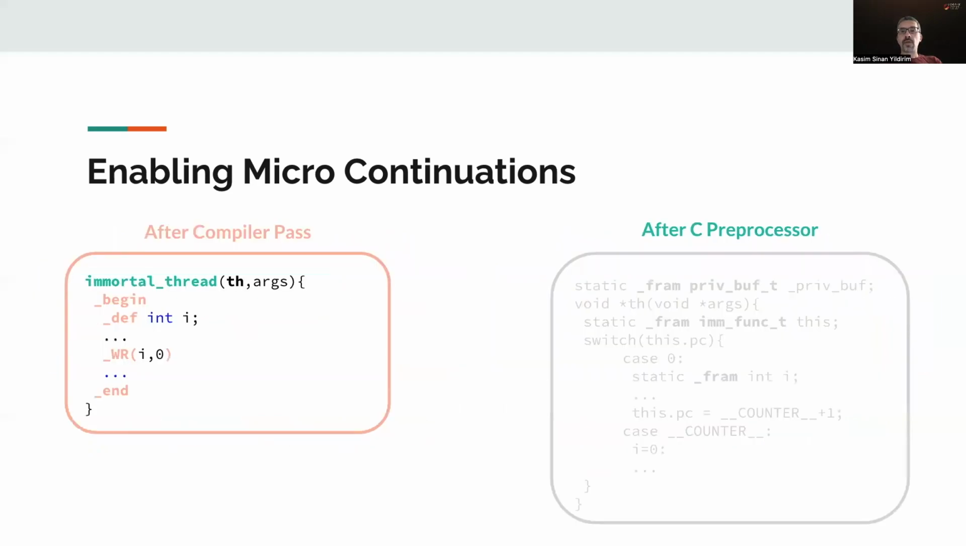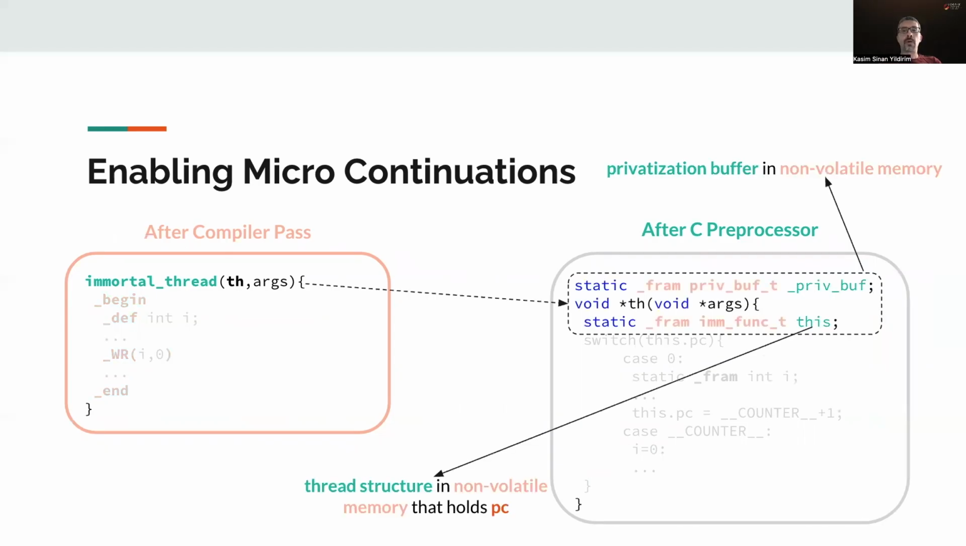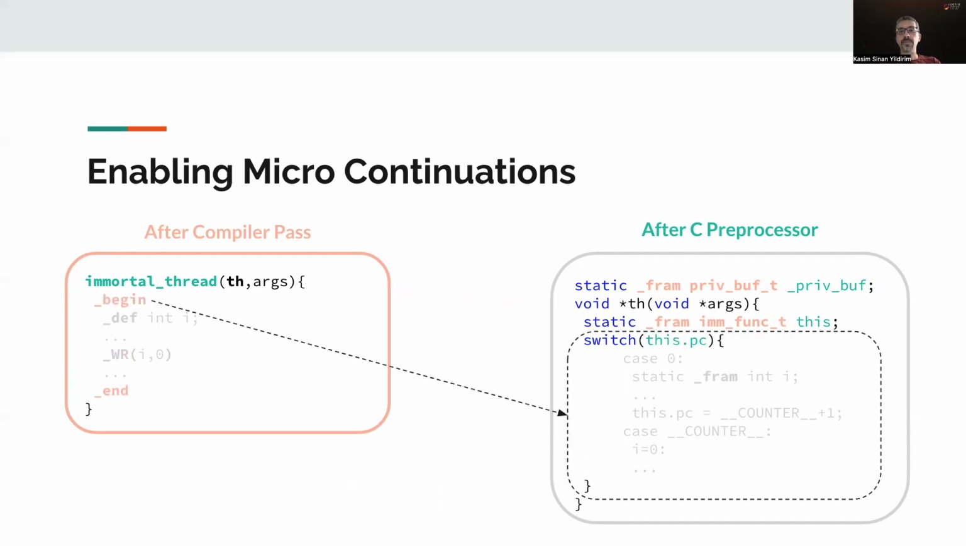To describe microcontinuations, I'm going to show what the source file looks like after the compiler pass and the C preprocessor. After the C preprocessor, each immortal thread becomes a C function. It maintains a persistent variable, this, that comprises a program counter, PC, to enable microcontinuations. A privatization buffer is also maintained in non-volatile memory, which we will talk about later.